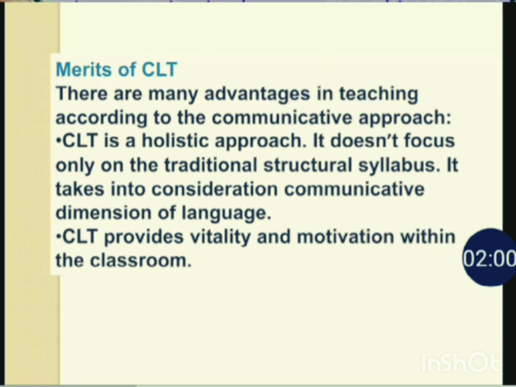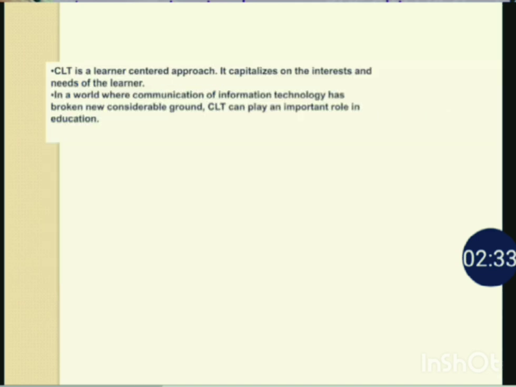Okay, next one. We can count some advantages of the communicative approach in teaching. There are many merits in teaching according to the communicative approach. First one, CLT is a holistic approach. It doesn't focus only on the traditional structural syllabus. It takes into consideration the communicative dimension of language. And the next one, CLT provides vitality and motivation within the classroom. Okay, CLT is a learner-centered approach.